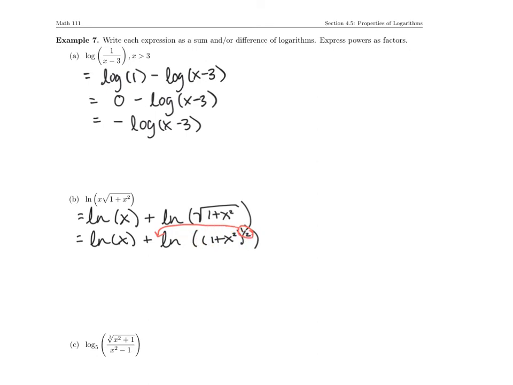So the most expanded version of this is the natural log of x plus 1/2 times the natural log of 1 plus x squared. If it was possible to factor 1 plus x squared, I'd have you do that as well, but that would not work. So this is as far as we can go. So you're using the rules the opposite way. So now you're expanding as far as you can go.